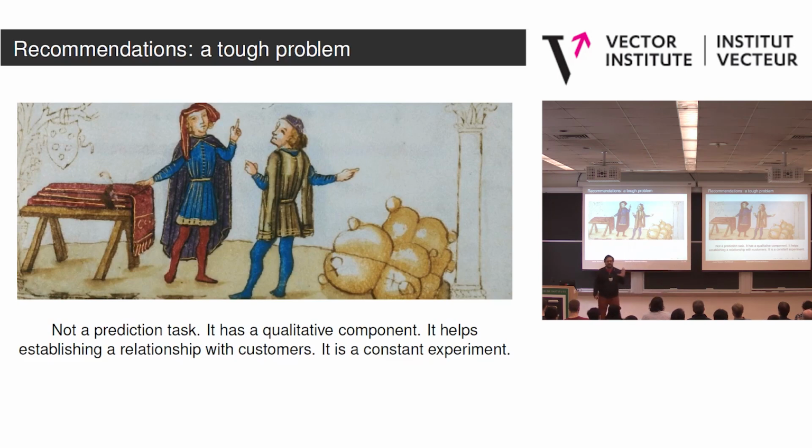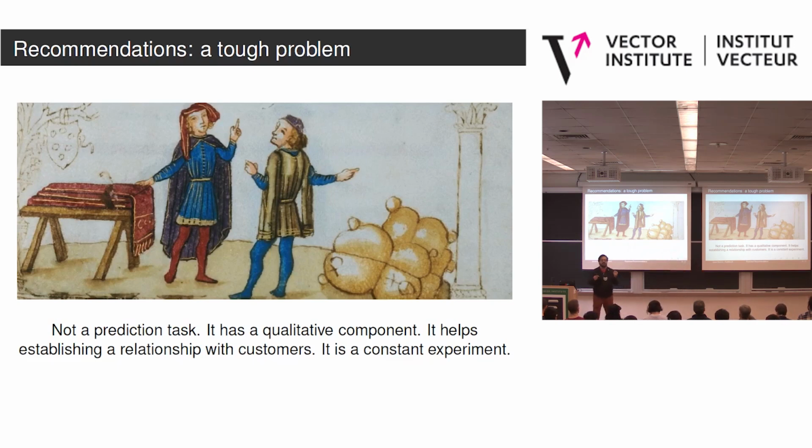It's a tough problem. It's not a prediction task. It has quality. That's very, very important: these recommendations for us are not a prediction task. We don't want to know what they are going to buy. We want to know what they would buy if we offer it to them. That changes the whole perspective, because this is almost impossible. You don't know ground truth unless you do experiments.